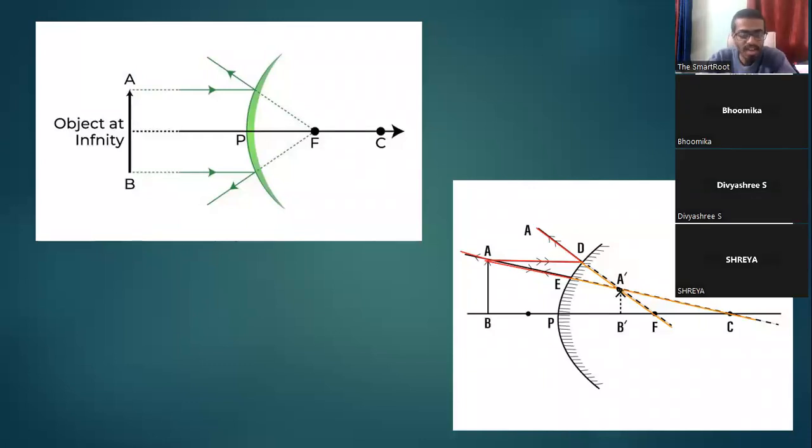Okay. So what we have now is this. All right. So it is forming between the pole and the focus.